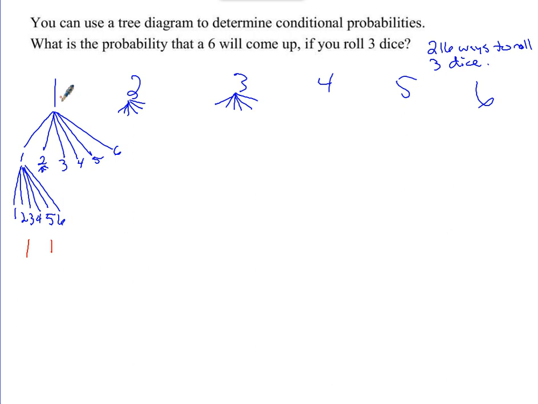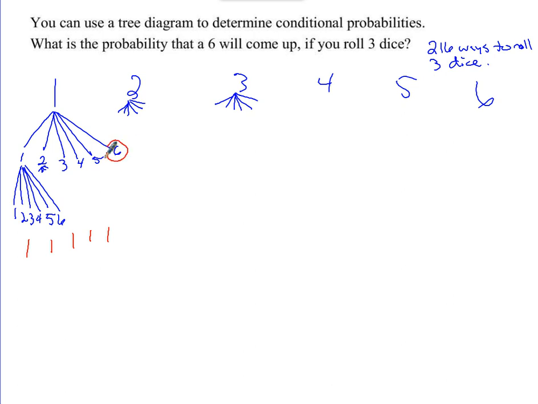If my roll was actually a 1, a 3, how many wins do I have down that branch? 1. Because again, I have to get a 6 on that third roll. What about 1, 4? I've got to get a 6 for 1 total win. What about 1, 5? I've got to get a 6 for me to have a win. What if I roll 1, 6?